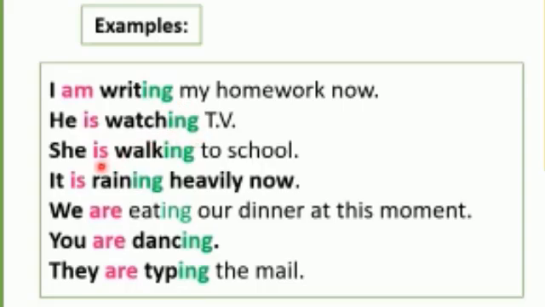The same for this sentence, she is walking to school. It is raining. Okay, we are eating, you are dancing, they are typing, etc. Look here at typing also, the verb type ends with e, and dance the same. So we drop the e and add ing.